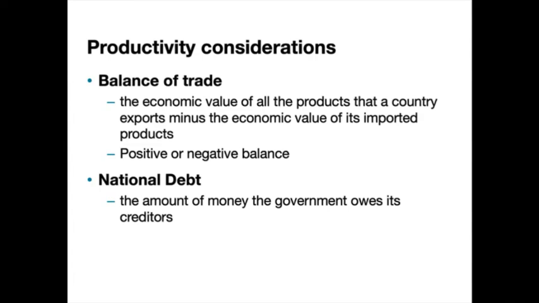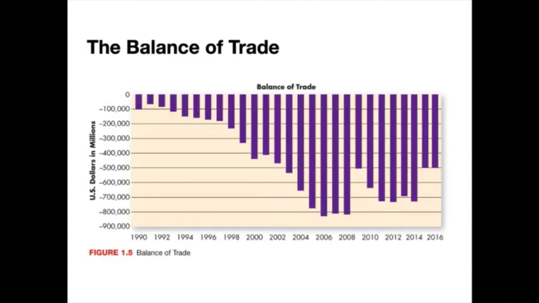The balance of trade refers to the positive or negative balance of the economic value of all products the country exports, in other words, products that are made domestically and then shipped overseas for sale, minus the economic value of imported products, products made elsewhere that are then imported into the country to be sold to domestic consumers. National debt refers to the amount of money that the government owes to creditors, money that must be borrowed from the same financial system where resources and capital might otherwise go to the means of production. So let's take a closer look at the balance of trade.